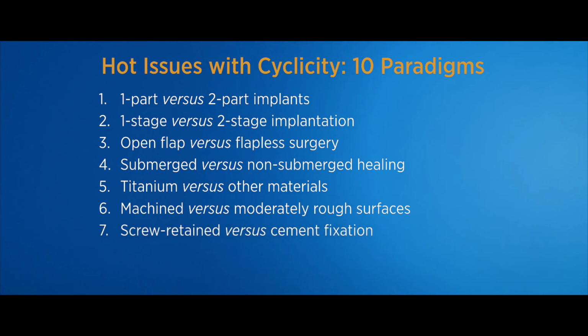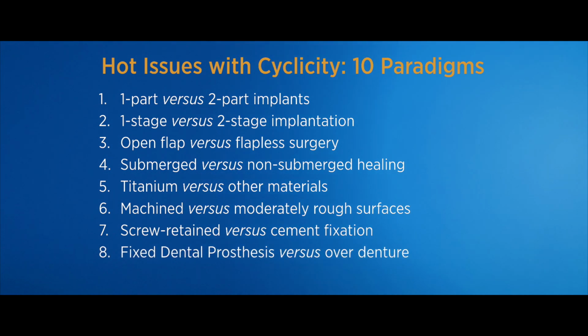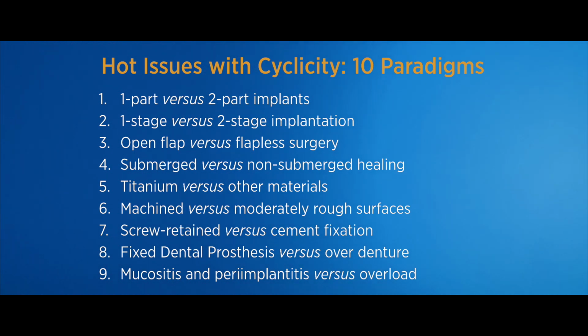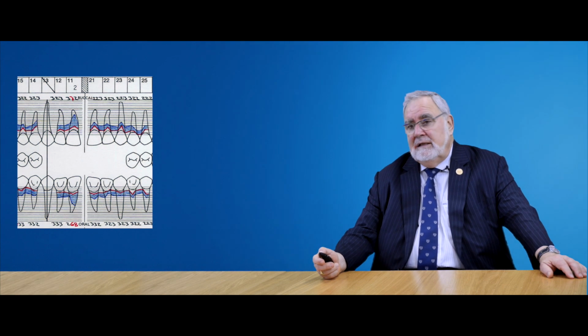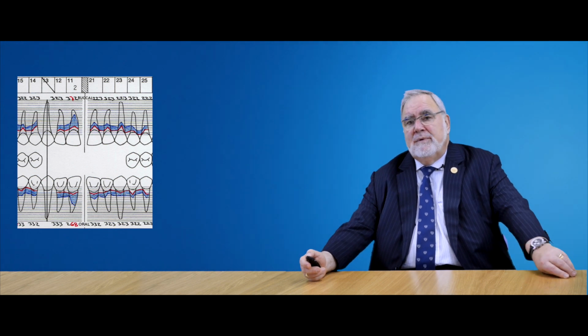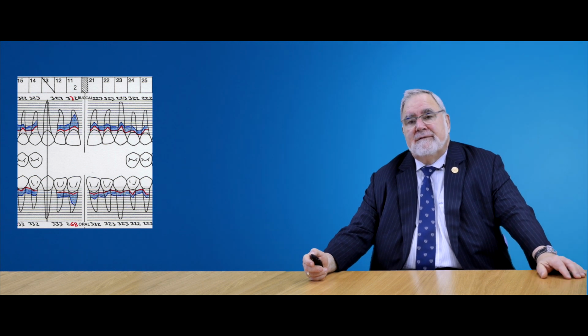Screw-retained versus cement fixation is another paradigm that was discussed. Fixed dental prosthesis versus overdenture, and finally, how do we prevent mucositis and peri-implantitis? Is that the result of an overload, or is it a result of bacterial contamination? The evidence all points towards the latter. And finally, the last very heavily discussed issue is, of course, what is the longevity of implants versus compromised teeth? As the literature shows today, compromised teeth have at least as good a long-term prognosis as implants. So implants are a blessing and here to stay, but they are not low maintenance. They are high maintenance devices and have to be kept in good shape with a patient that is worthy of having the implants in his dentition.